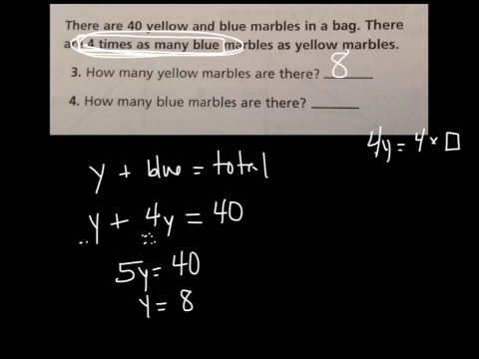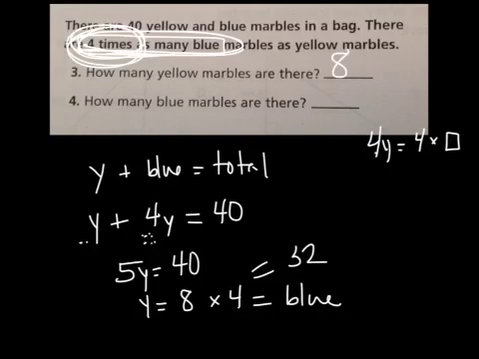There are 8 yellow marbles. If there are 4 times as many blue marbles, we need to take this 8 and multiply it by 4 to get blue. And 8 multiplied by 4 is 32. So there are 32 blue marbles. We can check our answer. 8 plus 32 does get us to 40.